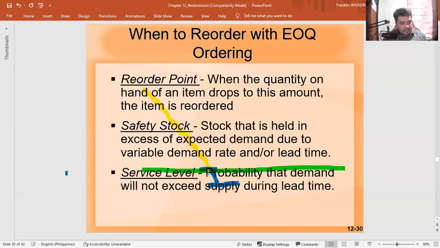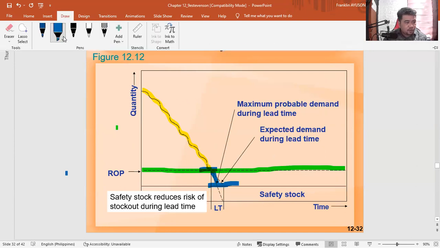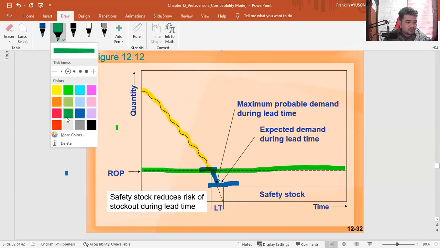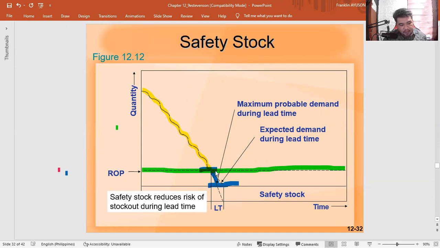However, sabi natin kanina, meron pa rin tayong safety stocks in excess of expected demand due to variable demand rate or lead time. So assuming that during that time, nag-exceed tayo sa ating demand. Yan. So meron pa rin tayong safety stocks na hawak. Ibig sabihin meron pa rin tayong inventory na hawak, just to make sure that we do not run out of inventory.